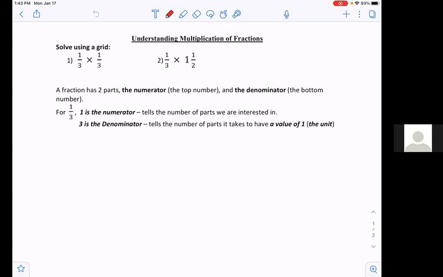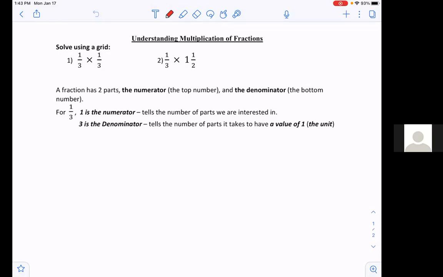Now, to begin with, it's important to understand that a fraction has two parts. The numerator is the top number and the denominator is the bottom number. For example, for a third, 1, which is the top number, is the numerator, and it tells us the number of parts we are interested in for this fraction. And 3 is the denominator. It tells us the number of parts it takes to have a value of 1.